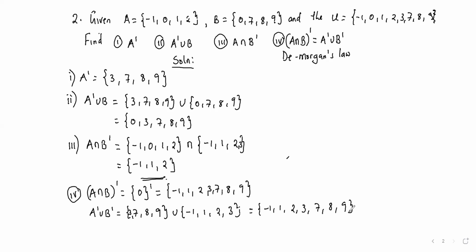The question is, are these two equal? So yes, they are equal. There's -1, there's 1, there's 2, there's 3, there's 7, there's 8, there's 9. So it means that De Morgan's law is actually true. This just helps us to appreciate it. So you can also check if A union B complement is equal to A complement intersection B complement.